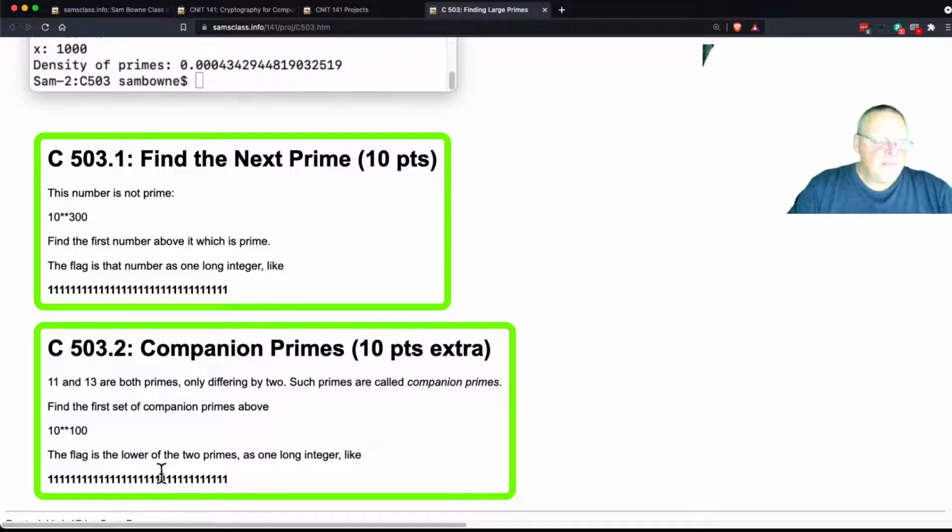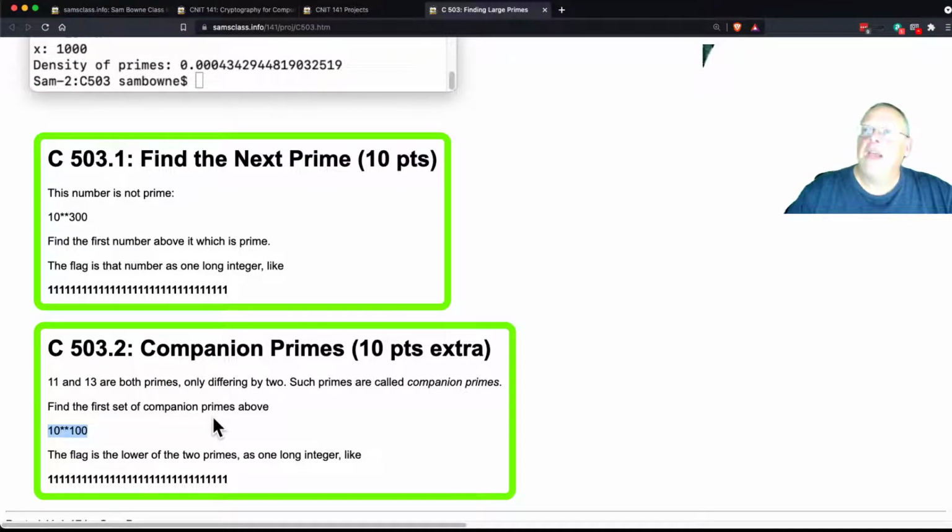And here, start with 10 to the 100, the 100-digit number, and find the first set of companion primes above that. Companion primes are 2 prime numbers that are only separated by 2, like 3 and 5 are both prime, so they're companion primes. 5 and 7 are both prime. 7 and 9 are not, because 9 is not prime. 11 and 13 are companion primes. So 2 primes that are as close together as they can be, which is separated by 2.